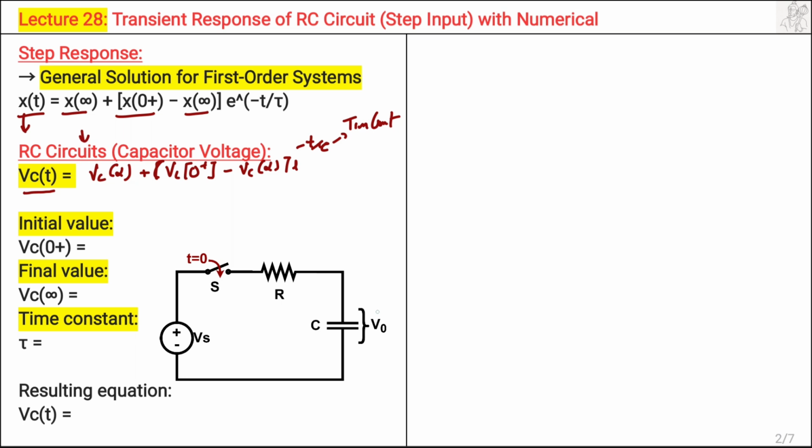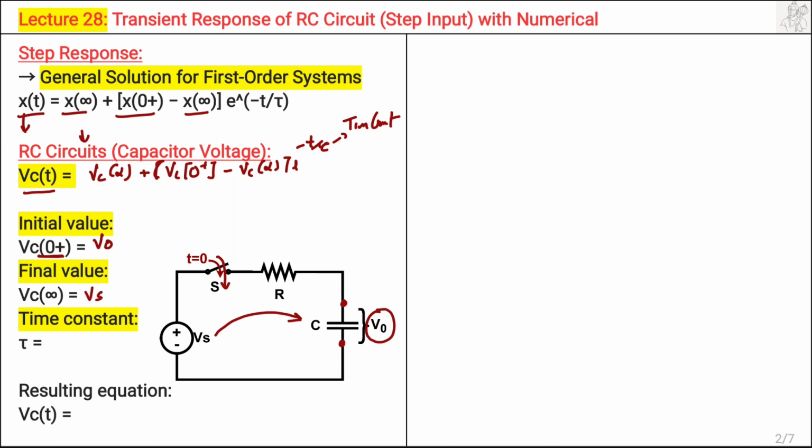So at the time t is equal to 0, capacitor was charged to voltage V0. Therefore, the capacitor voltage at time t just after that switch is closed is simply equal to V0. And now if the switch is closed for very long time, we know that the capacitor will behave like an open circuit. Therefore, the source voltage will appear at the capacitor terminals. Therefore, Vc infinite will be simply equal to Vs.